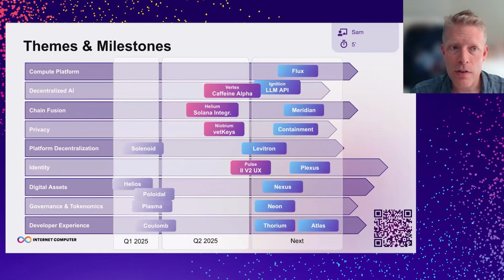Within all of those themes, we have presented a few milestones, and we have already reached some of them in Q1. Actually in Q2, we reached more of them, and some are just a few days around the corner. Today I'm going to give you a quick update on AI, chain fusion, privacy, and identity. So let's please go to the next slide.